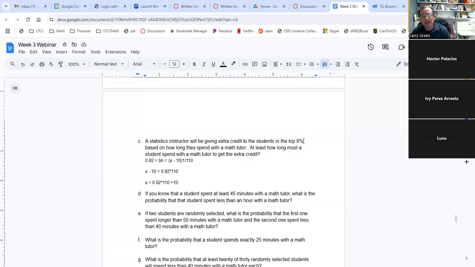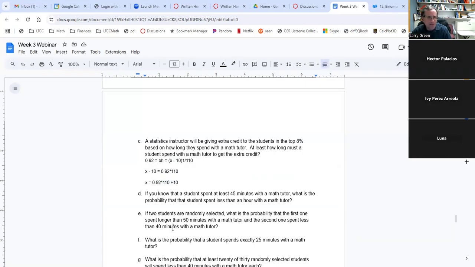The reason why I'm doing it that way is that it's going to allow us to do it just like the quartile example. So now what we can do is we could say 0.92, that's our area, is base times height. And the base was x minus 10, just like we did before. The height was 1 over 110. I multiply by 110, and I get x minus 10 equals 0.92 times 110. And then I add 10. And it's 0.92 times 110 plus 10. Any questions on that? Okay.